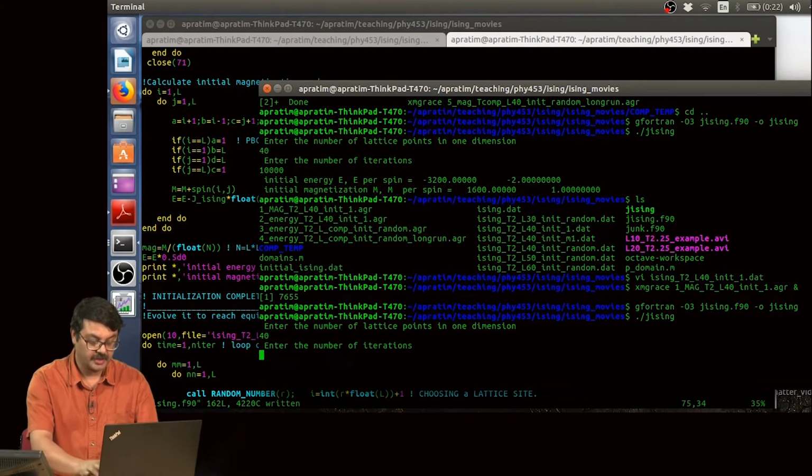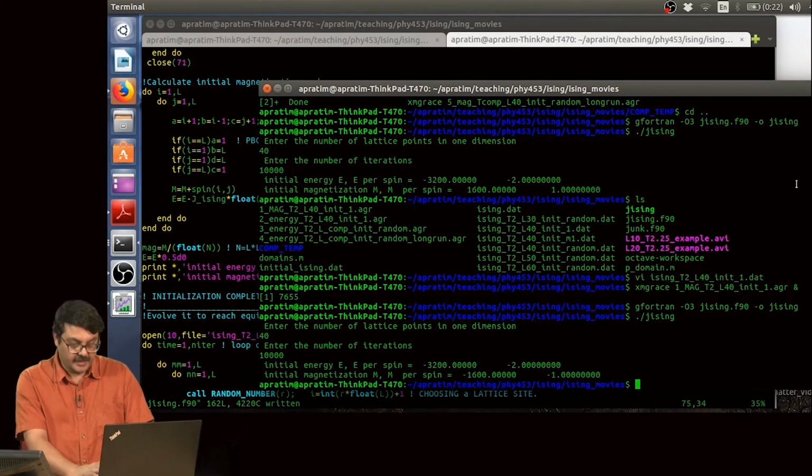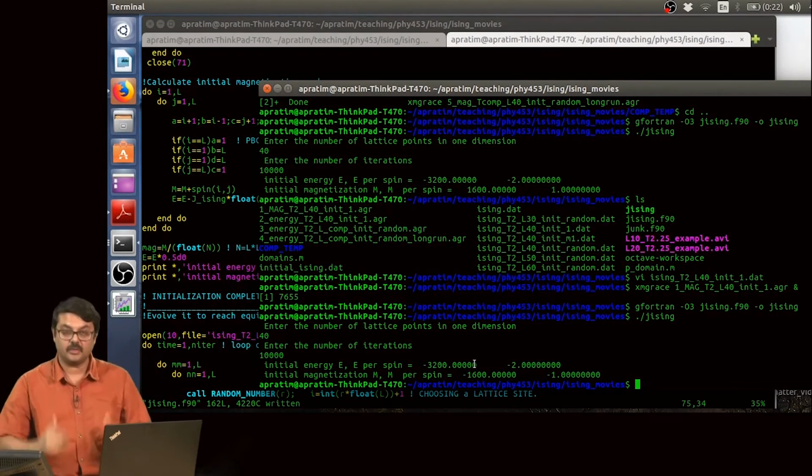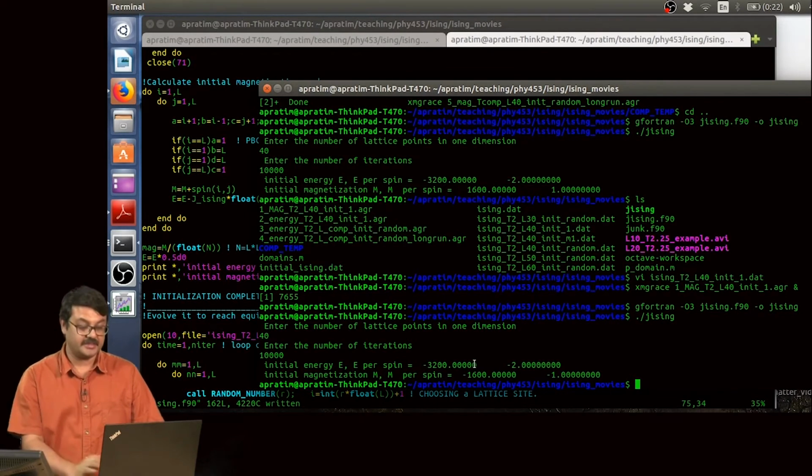It is again 40, and I want to run it for 10,000 iterations. What I want to point out to you is that the total energy of the system remains -3200 as before. All spins pointing up or all spins pointing down are identically the same, their energy contribution is the same, energy per spin remains -2, but the magnetization now has become negative, and the magnetization per spin is again negative.